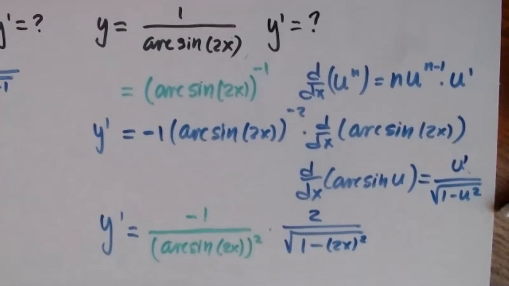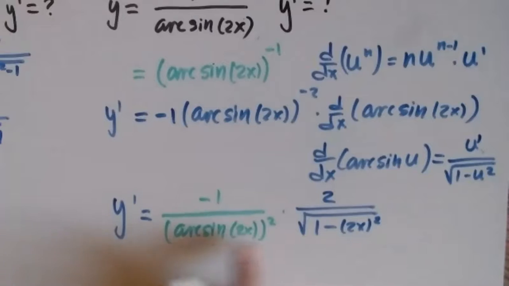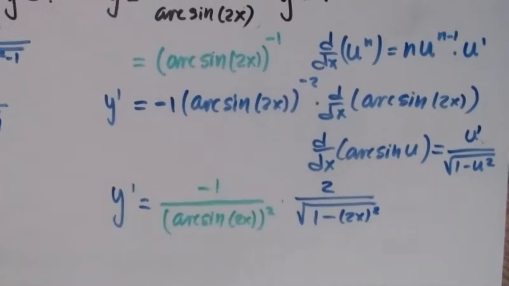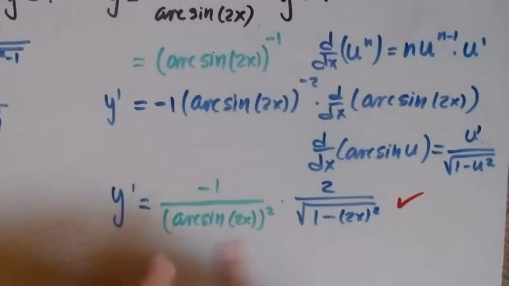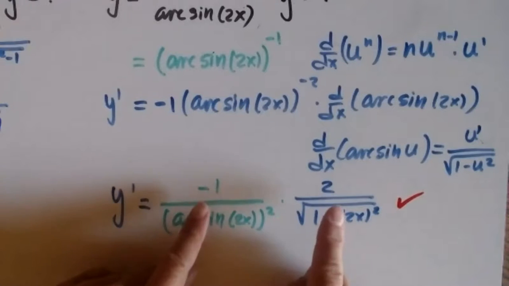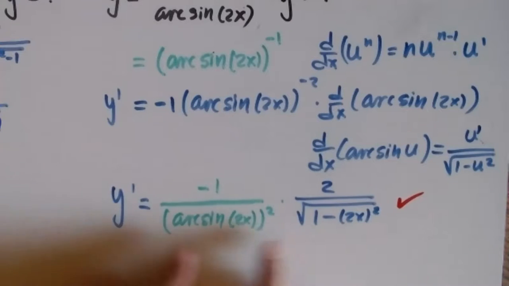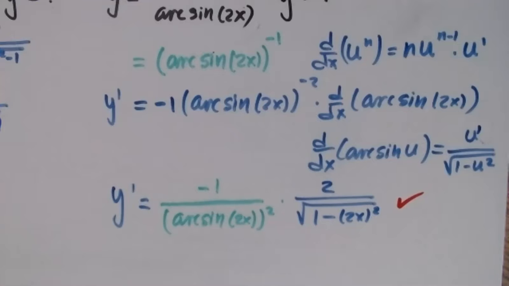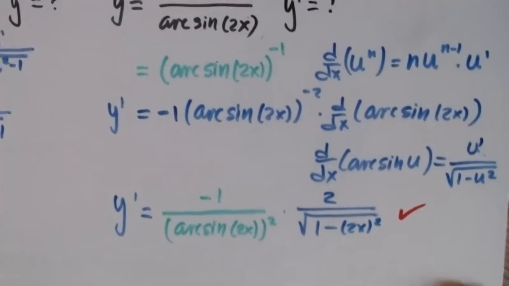Correct? The only thing you can do is put this together, or you can leave it like that. Nothing simplifies here. The only thing is negative 1 times 2 is negative 2, and you can put all of them in the numerator. But this is good. Okay?